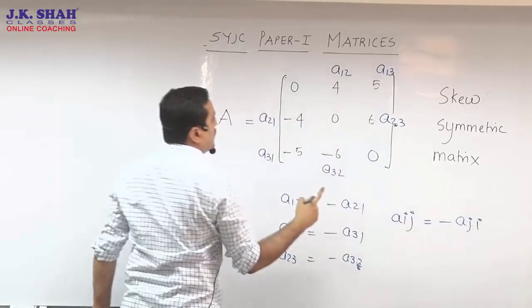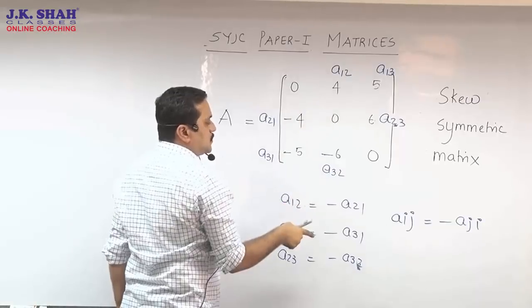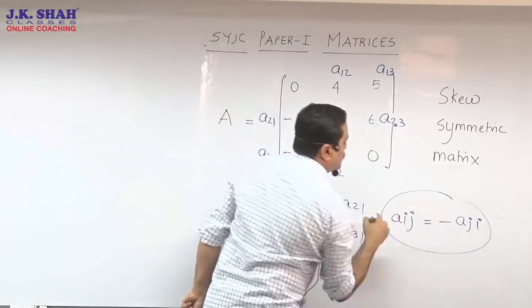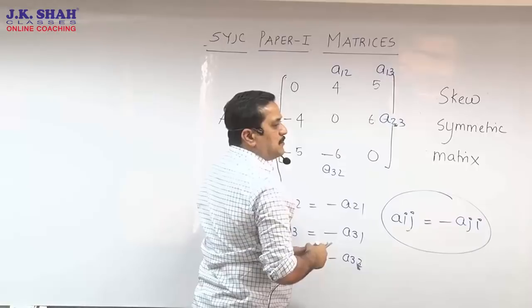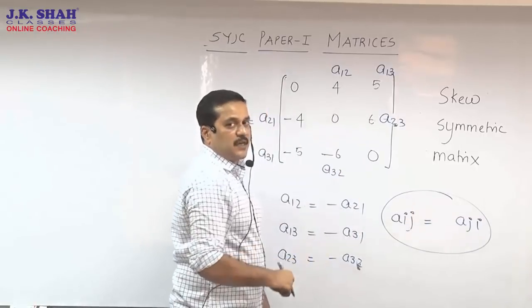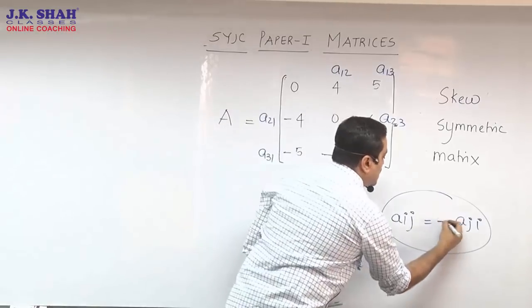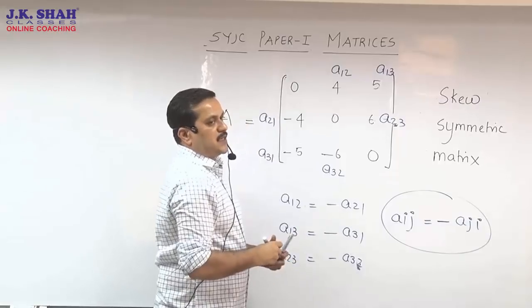I again repeat, A12 was equal to minus A21 and like the other two. So in general we say Aij is equal to minus Aji. In a symmetric matrix, what was it? Aij was equal to Aji. But in skew symmetric it is Aij equal to minus Aji.